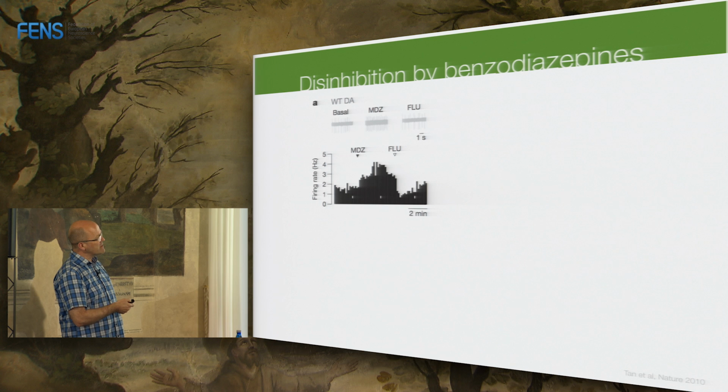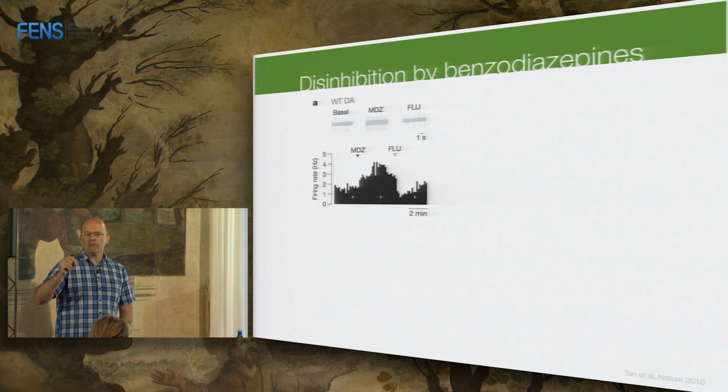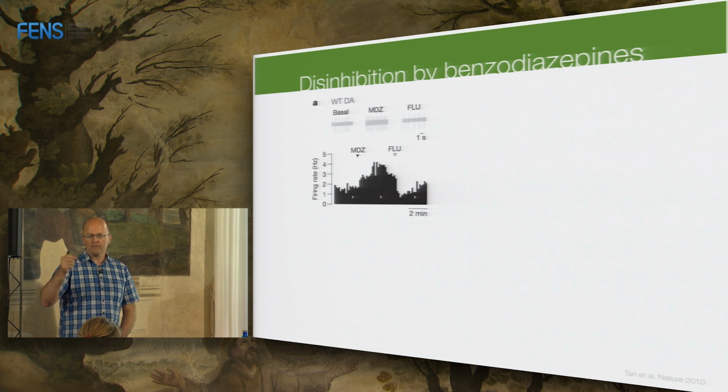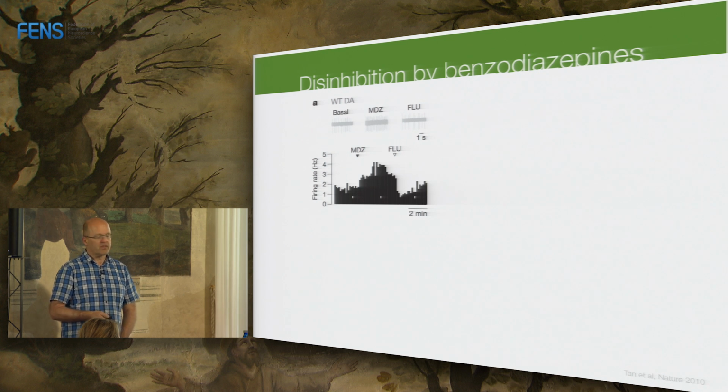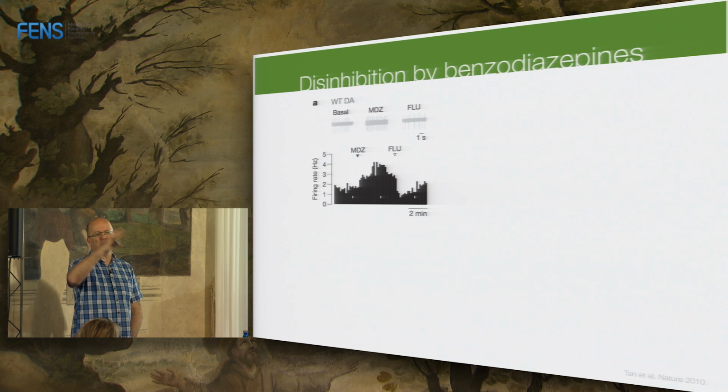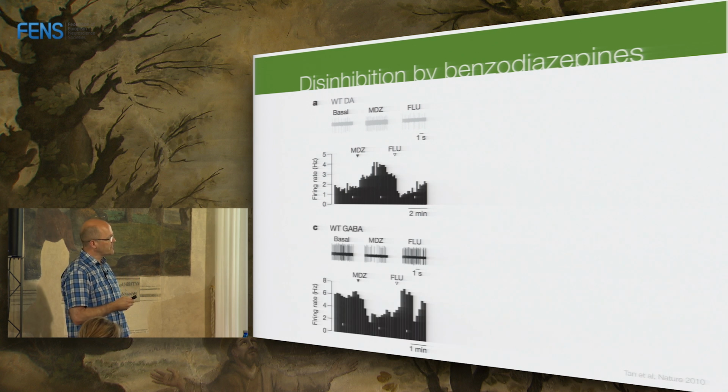So first, in a wild type, we did in vivo recordings of the firing of dopamine neurons. And when you put on a fast-acting benzodiazepine, midazolam, you see that the firing frequency, which is relatively low in the beginning, increases, and that can be reversed by the antagonist. Okay, so here we have the effect. And if you only had that, you might even speculate that maybe it's a direct effect on the dopamine neurons.